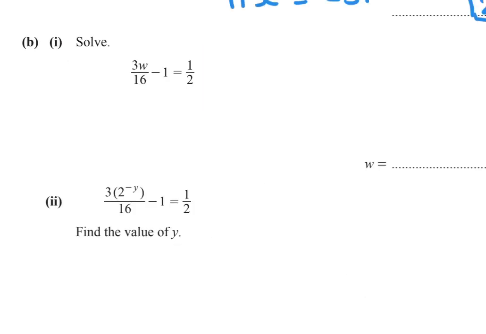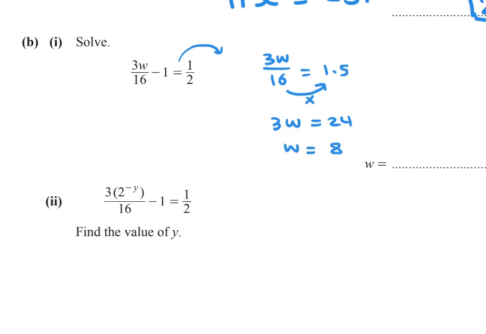B, i. Solve 3w over 16 minus 1 equals half. What is the first step? Transpose the 1 to the other side, as positive 1. So 3w over 16 equals 1.5. Then put 16 to the other side, multiply by 16. That gives 24, so 3w equals 24. Then divide by 3, so w equals 8.